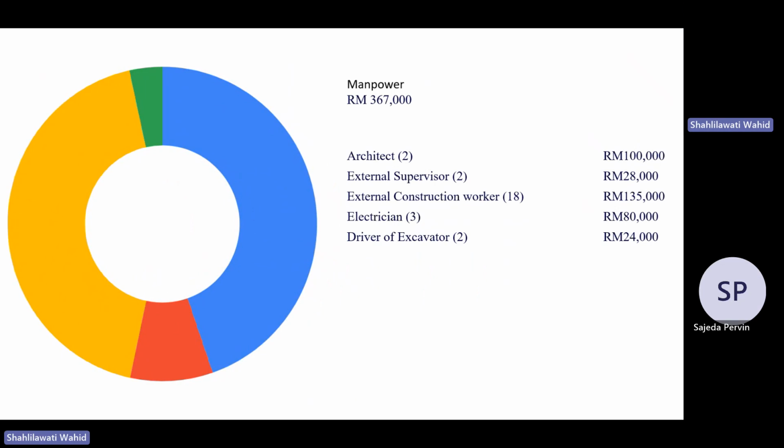So for the manpower, we will hire 2 external architects, which will cost 100,000, and 2 external supervisors to supervise and monitor the work progress by the construction workers. And we will also hire 3 electricians, which costs around 80,000, and 2 drivers of the excavator.